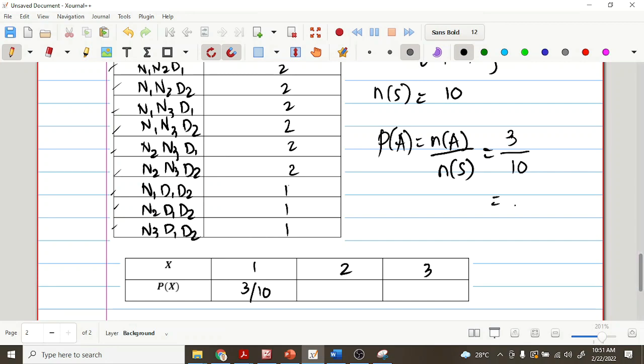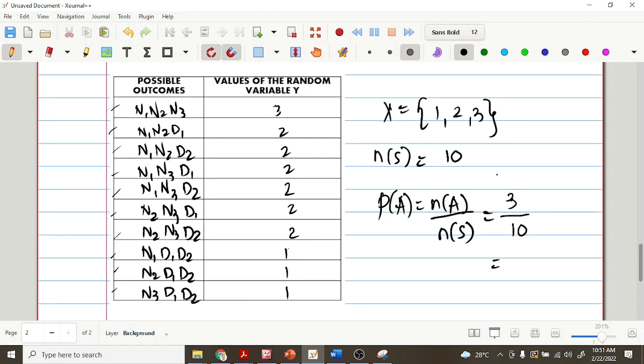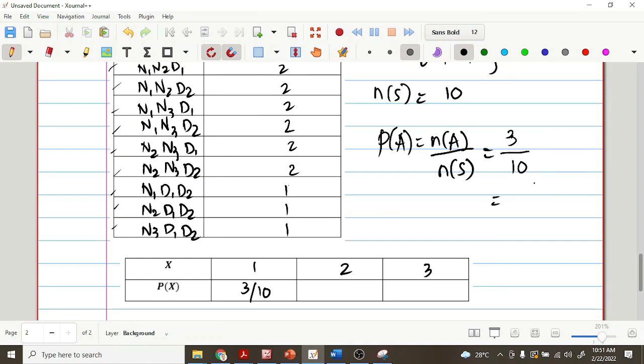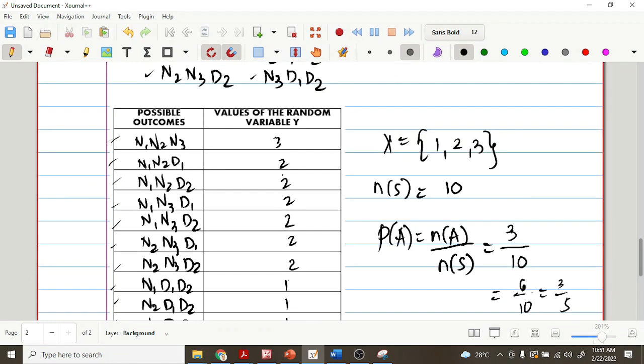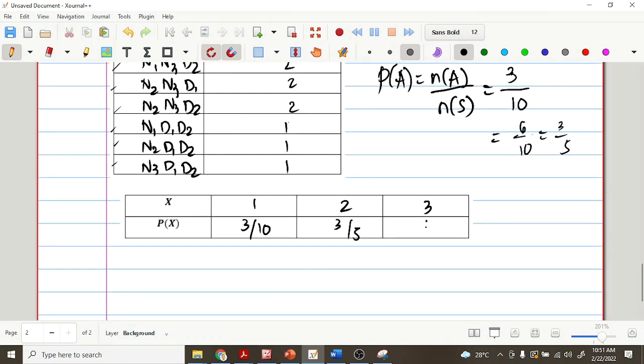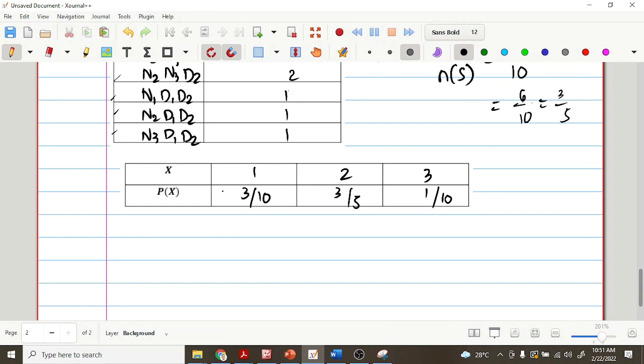Pangalawa, kung dalawa yung non-defective, bilangin natin kung ilang beses nag-appear si 2. 1, 2, 3, 4, 5, and 6. So, we have 6 all over 10, or that is 3 all over 5. And lastly, si 3, ilang beses nag-appear si 3? Syempre, isa lang. Okay? As you can see, 1 all over 10.